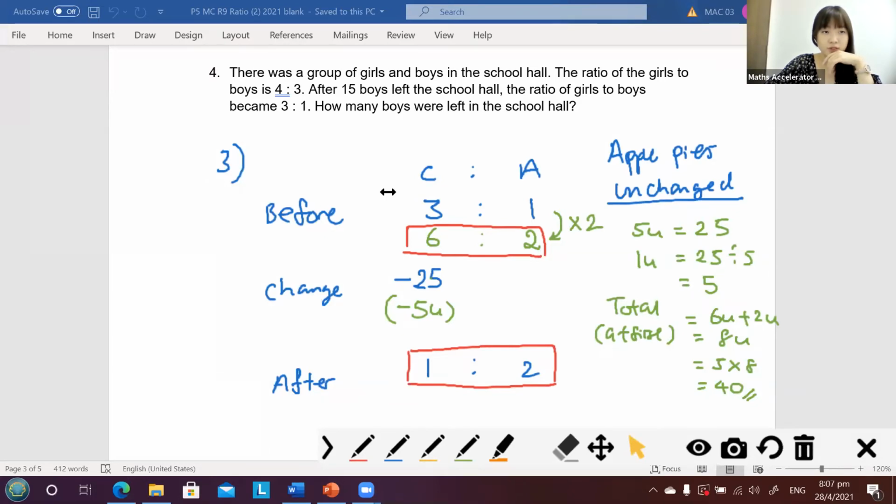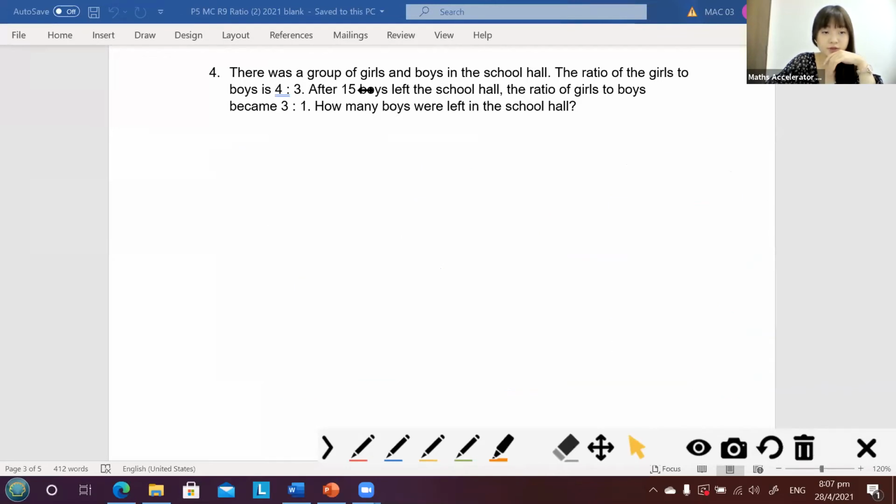Majority of you chose number of girls. So why did girls not change? I see some explanations already in the chat. Tisha, yeah. Girls did not change as the question did not say that in the question. They didn't say anything about the girls in question 4. Only 15 boys left the school hall. That's all. They didn't say anything about the girls. So the girls didn't change.